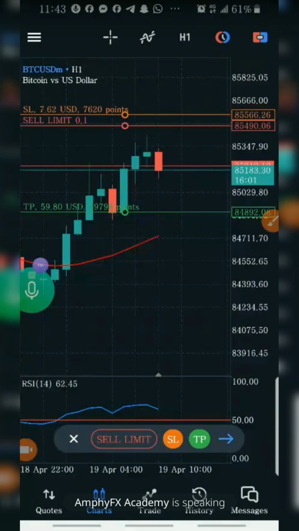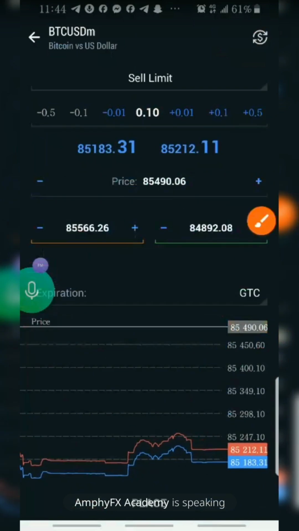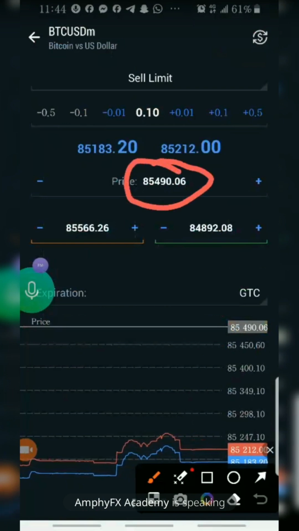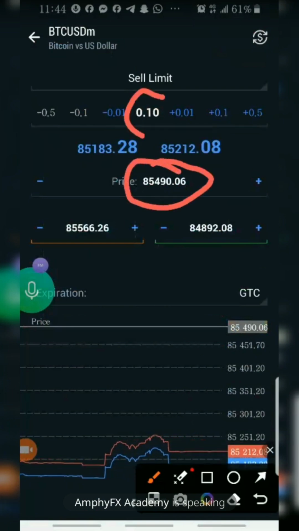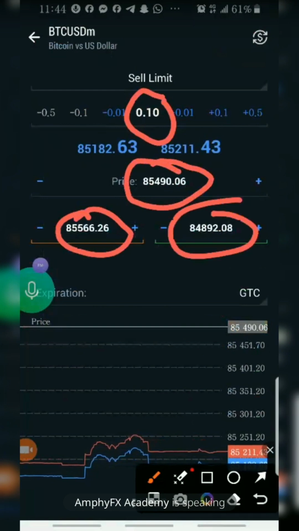I then click on the arrow button. It will take me here to verify that, okay, is this thing okay for me? Am I sure this is what I want to do? Did I want to place a sell limit at this price? Is my lot size like this? Is my stop loss like this? Is my TP like this? I'll verify. Okay, everything is set. And then what?